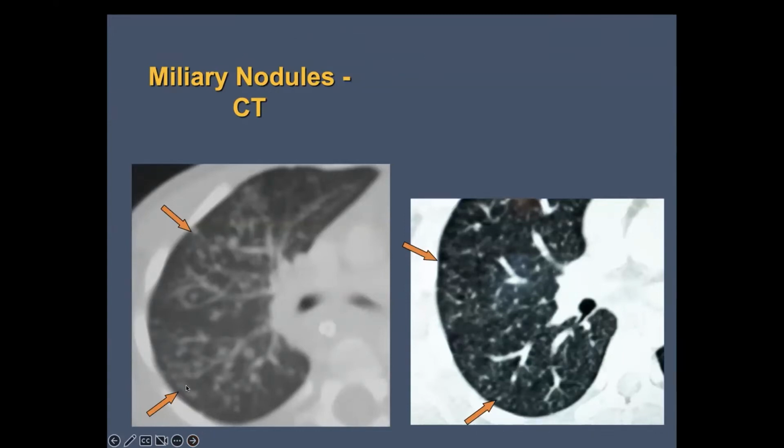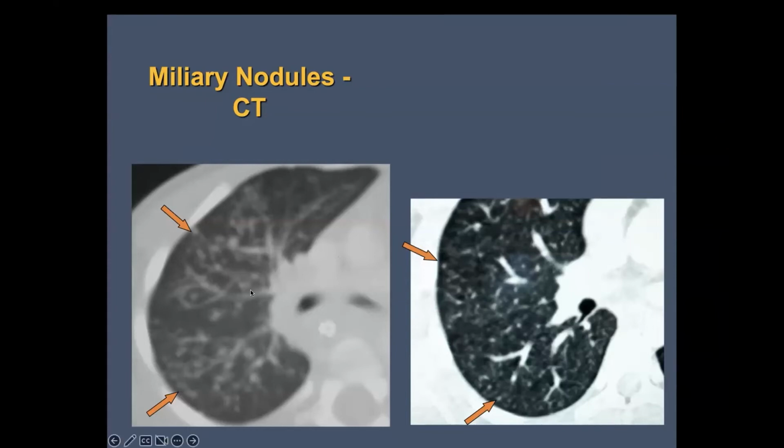But if you look out peripherally and you see nodular opacities out in the periphery of the lung, those shouldn't be vessels, because the vessels that are out in the periphery of your lung are very, very small and shouldn't really be visible to you at that level. So if you're looking for miliary disease, look peripherally.